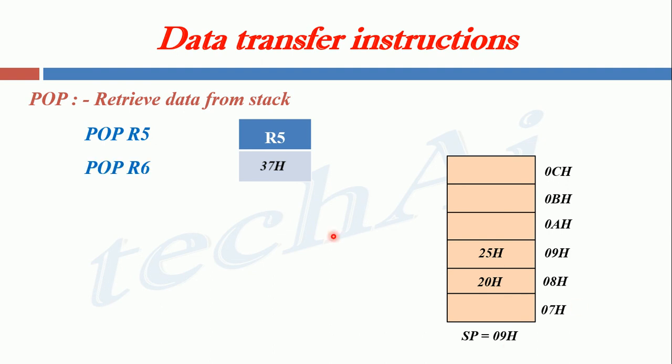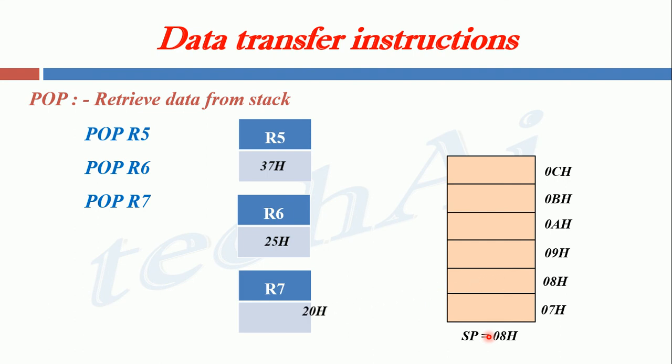Similarly, if we execute the next pop instruction, pop R6, again, next topmost element of the stack memory is popped out and stored on a R6 register, and value of stack pointer is decremented by 1. So in this way, for every pop operation, the topmost element will get retrieved and stored into the register location, and stack pointer will be decremented by 1.